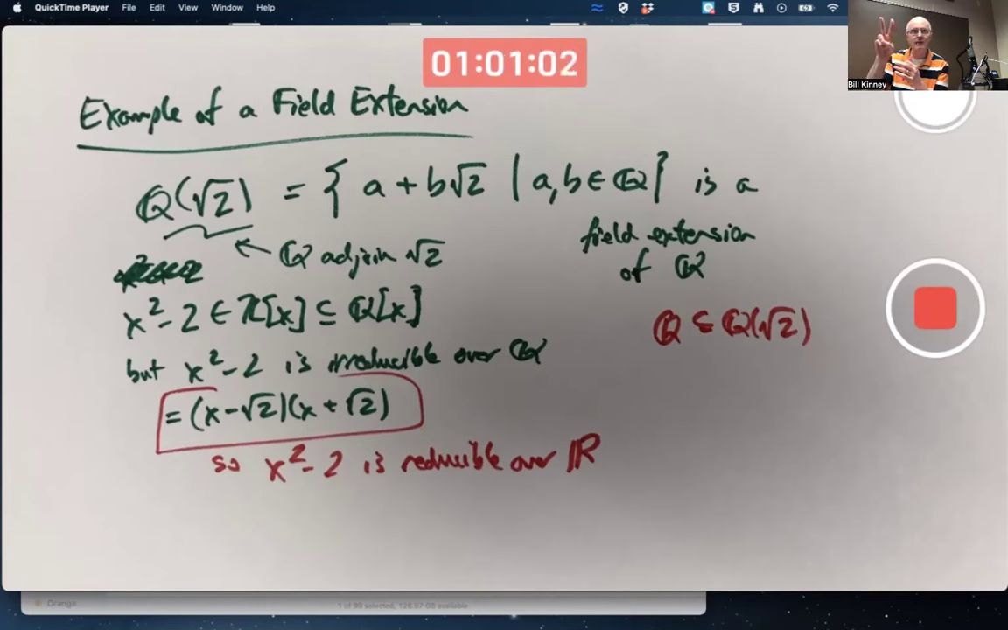Any basis has two elements. What elements would those be? I'll let you think about it.